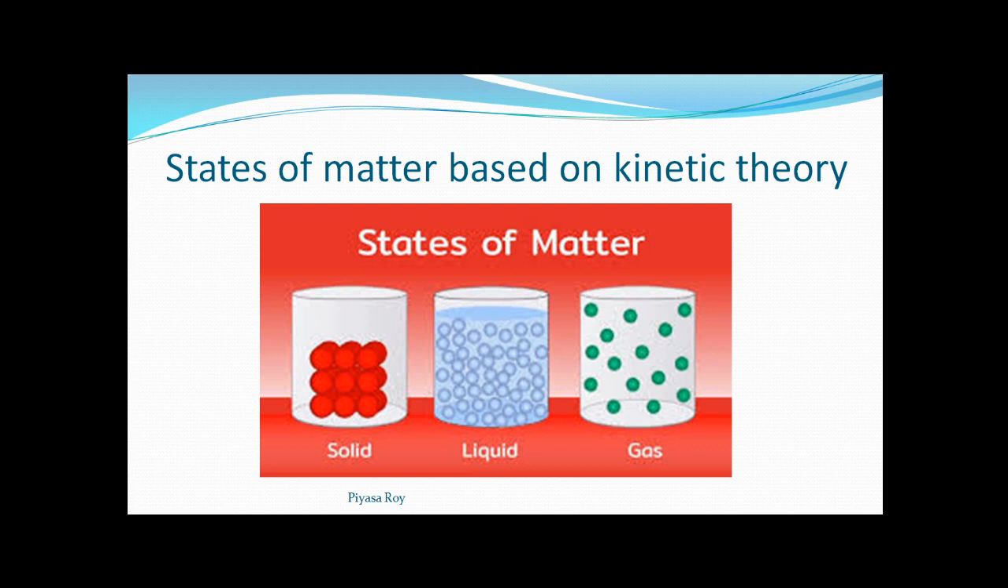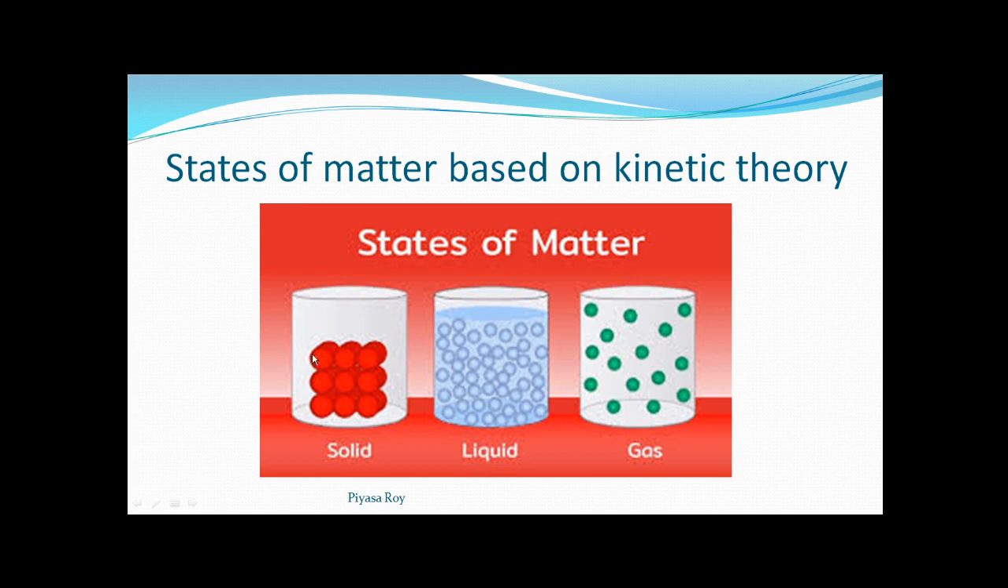Now we can discuss the states of matter, or the arrangement of the particles, on the basis of kinetic theory. So for solid matter, we will see the intermolecular force of attraction is most here, so the particles will be arranged in a very closely packed manner, which will give them a definite shape.